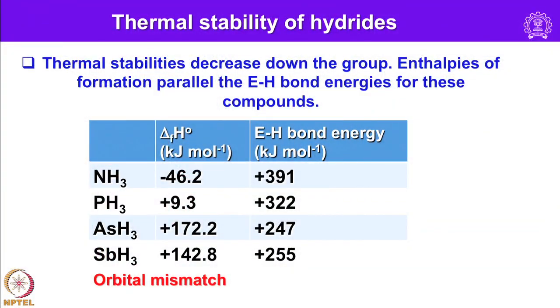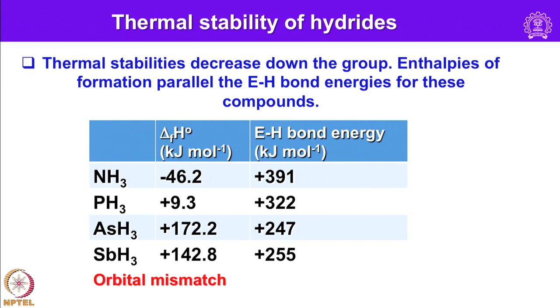So, let us look into the thermal stability of hydrides. You can see here for NH3 delta H is minus 46.2 kilojoules, and here if you look into N-H bond energy, that is 391 kilojoules per mole, and as we go down the group the bond energy decreases. That is also reflected in these values. In fact, SbH3 has a positive 142.8, and here the bond energy is 255 kilojoules per mole.